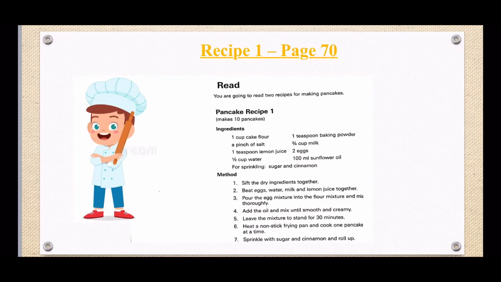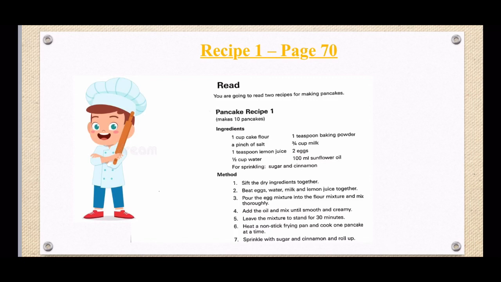So it says, step 1, sift the dry ingredients together. Step 2, beat eggs, water, milk and lemon juice together. Step 3, pour the egg mixture into the flour mixture and mix thoroughly. Step 4, add the oil and mix until smooth and creamy. Step 5, leave the mixture to stand for 30 minutes. Step 6, heat a non-stick frying pan and cook 1 cup pancake at a time. Step 7, sprinkle with sugar and cinnamon and roll up.